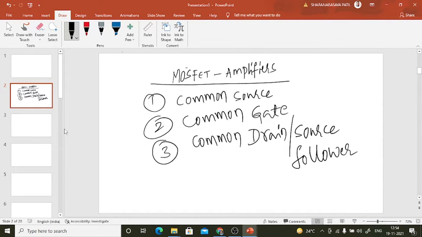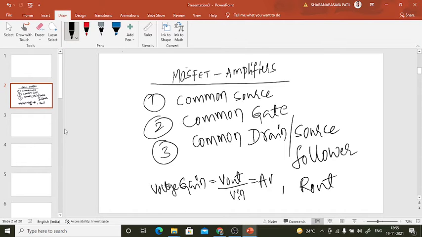Normally in GATE exam they ask to find voltage gain equal to V out by V in. We represent it as AV, and output resistance R out. And one thing is, for amplifiers, the MOSFET needs to be in saturation region.